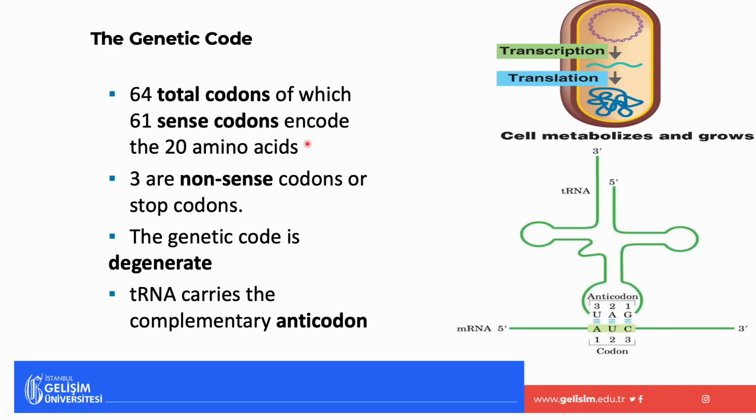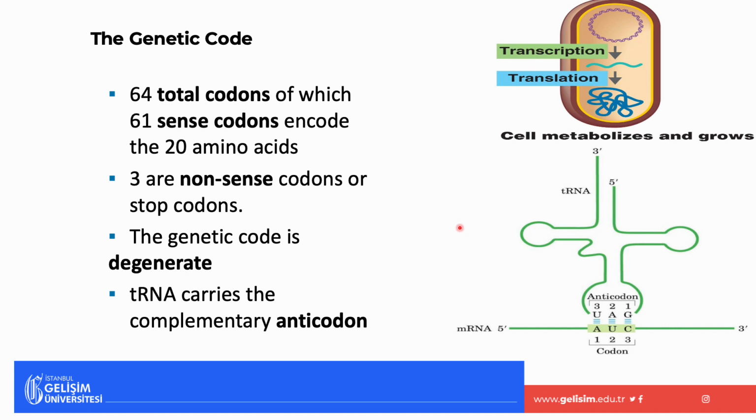Now, the genetic code is said to be degenerate. What does that mean? It means that more than one codon can encode the same amino acid. So for example, the amino acid leucine can be encoded by 6 different codons. There's UUA, UUG, CUU, CUC, CUA, as well as CUG.